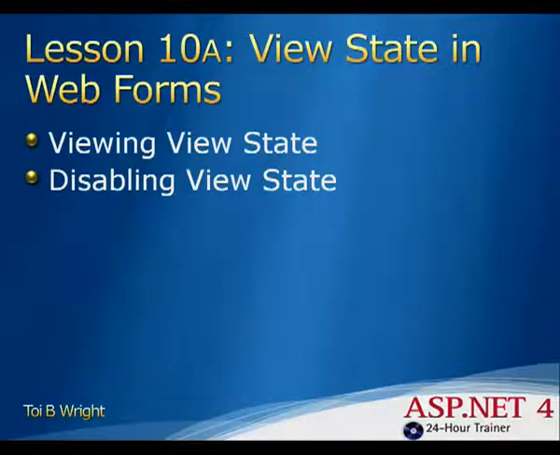Welcome to Lesson 10A, View State in Web Forms. View state is used to preserve the state of controls on a web form across postbacks. The view state is stored in a hidden field named __VIEWSTATE. The easiest way to see how big the view state is for each control is to add a trace equals true attribute to the @Page directive at the top of the web form.